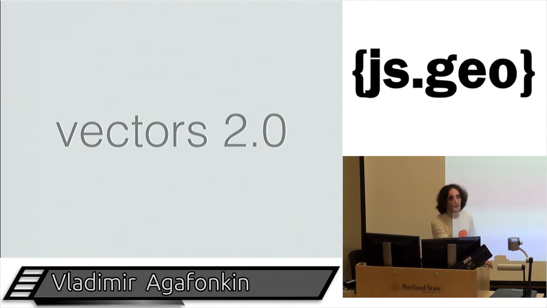Next, vector support was basically rewritten from scratch in Leaflet 1.0.